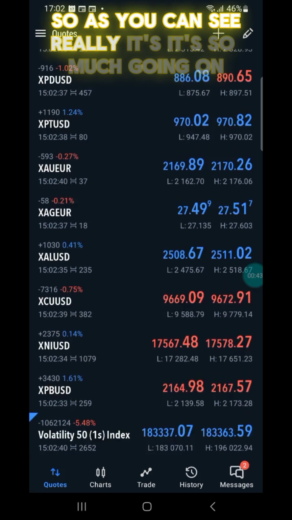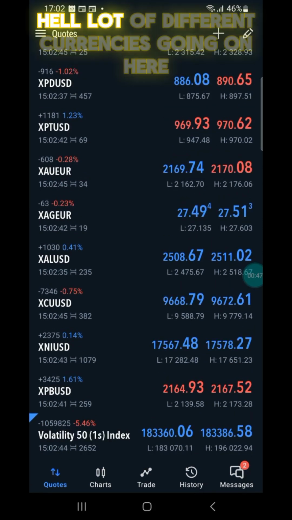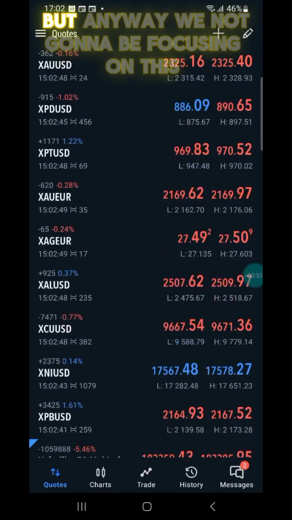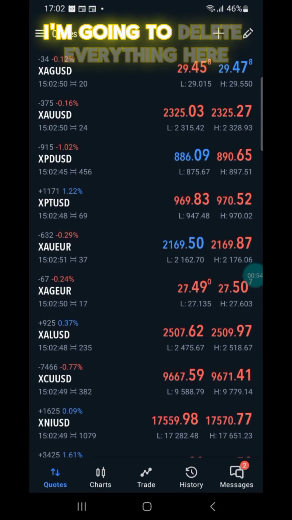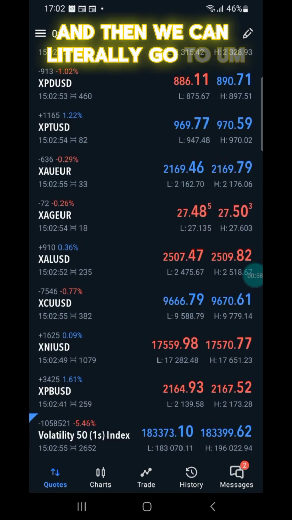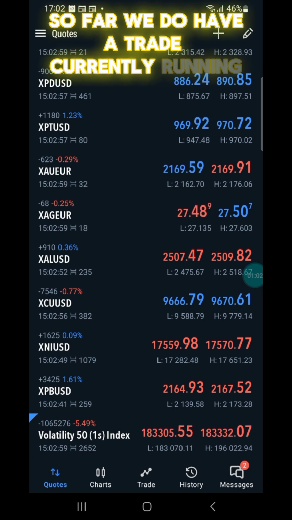So as you can see, really it's not much going on. It's had a lot of different currencies going on here, but we're not going to be focusing on this. Actually, I'm going to delete everything here, and then we can go to what we're looking for. So far we do have a trade currently running.